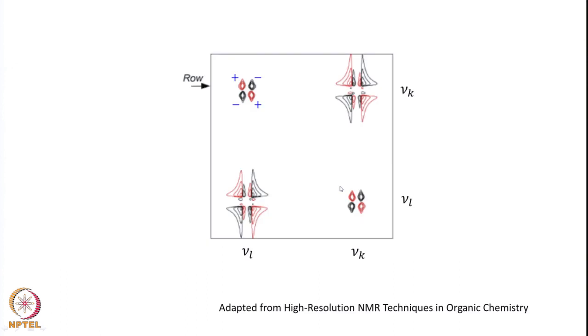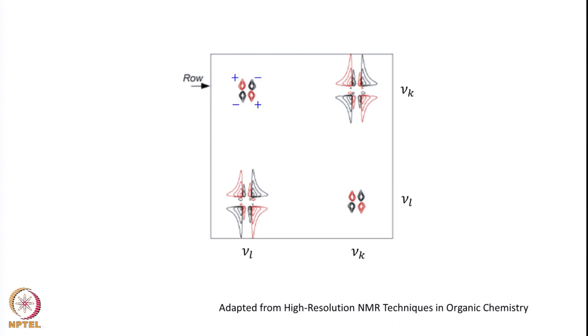So that is indicated here as 4 peaks. Here you can see these are the 4 peaks originating from K spin, and this is the so-called cross peak. So the cross peak has absorptive line shapes in all the 4 components, and this is indicated as minus, plus, plus, minus.